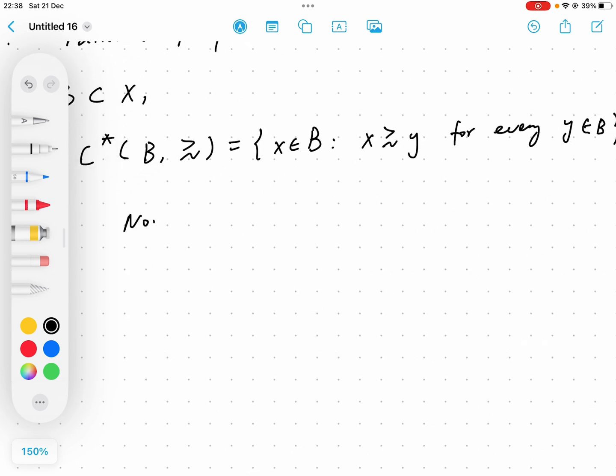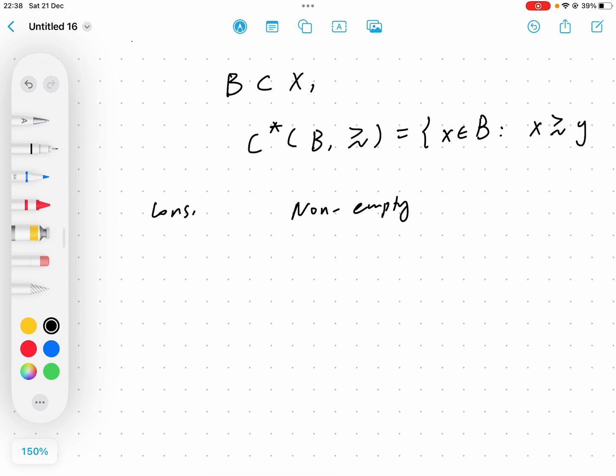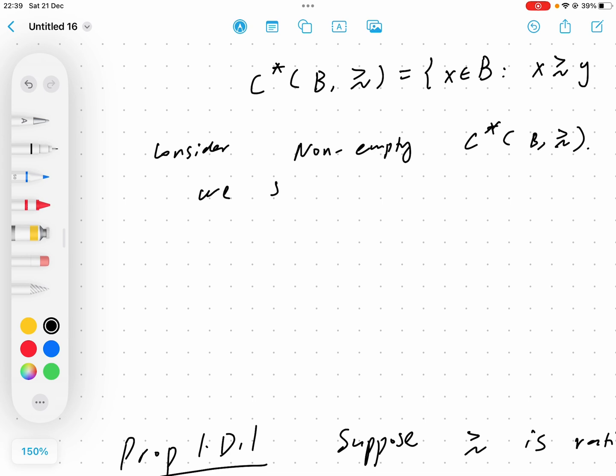So we only consider non-empty C star of B under this relation. We can say that this rational preference relation generates this choice structure, C star, for any B from this calligraphic B, and this is the preference relation. Okay, good.